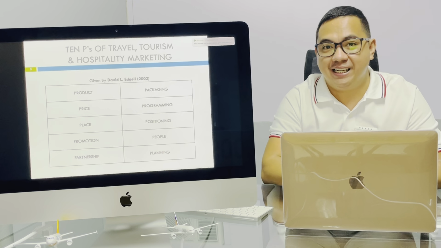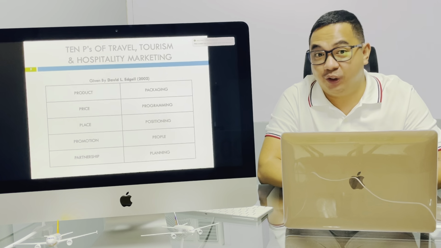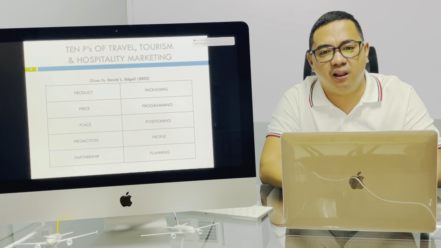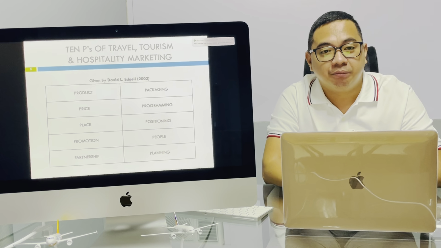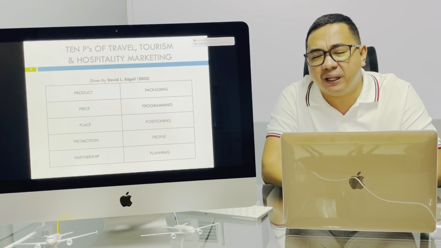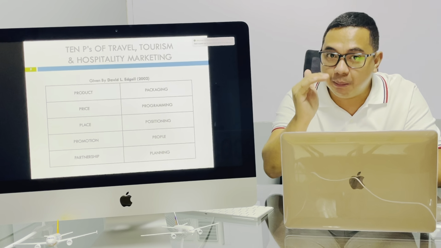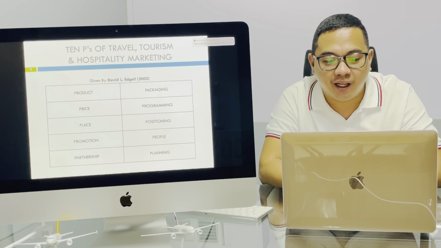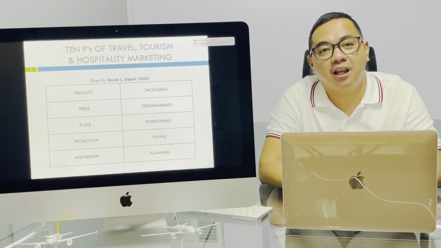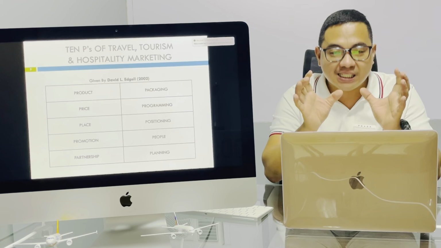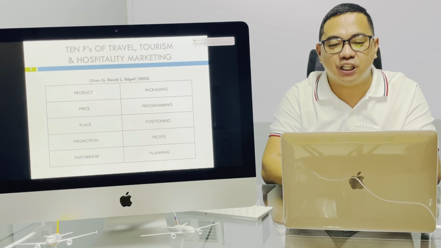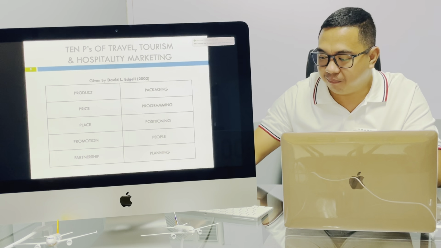Next, the price. Price is very much important. Okay? So, kung ang imong product is poorly priced or overly priced, well, it's not good. Pero, of course, they always say that if we pay a higher price, we get a higher quality. I think so, but not all the time. Okay? Next one is the place. Next is promotion, partnership, packaging, programming, positioning, people, and planning. This is the main topic that I am going to discuss with you today. The 10 P's of the travel, tourism, and hospitality marketing. Continue.